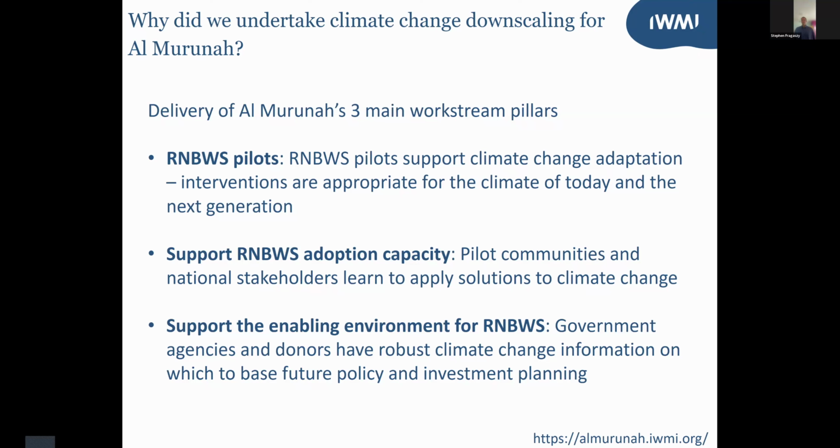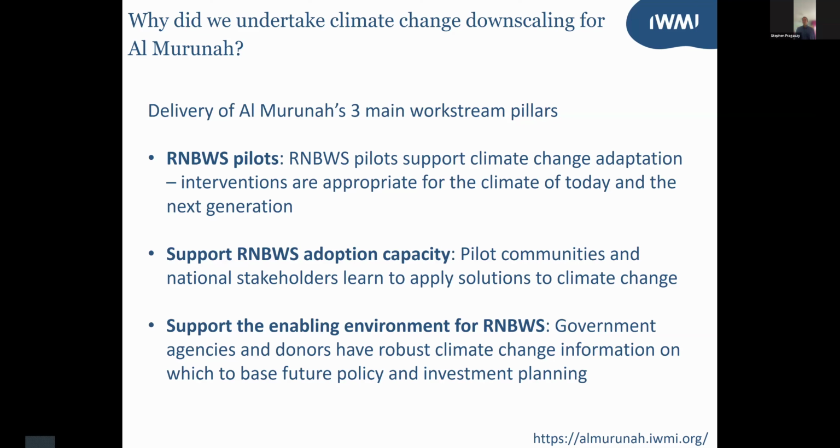Secondly, by supporting adoption capacity and innovation uptake in pilot communities and with national stakeholders, we are providing results and information that they can readily use. Members of the pilot community, farmers, water managers, cooperative association and others, as well as the wider national stakeholders at large from government and non-governmental organizations, all are able to learn to apply innovations that support climate change adaptation.